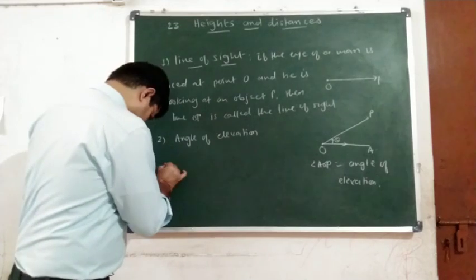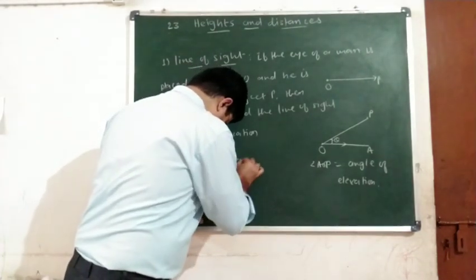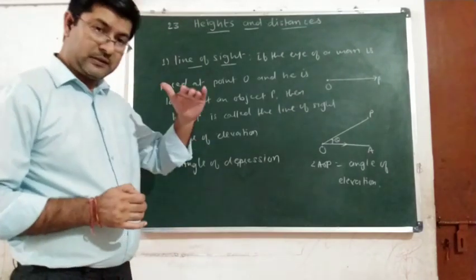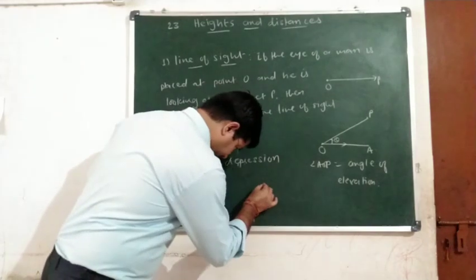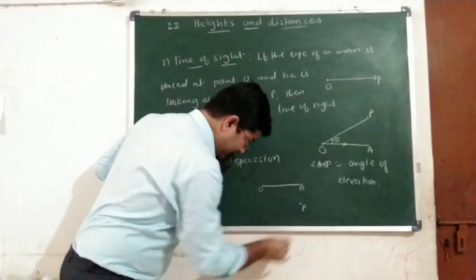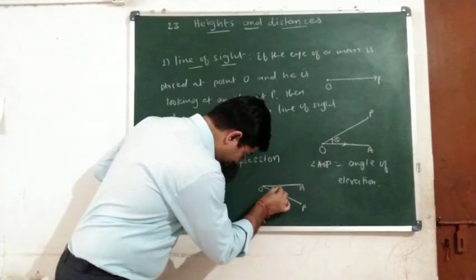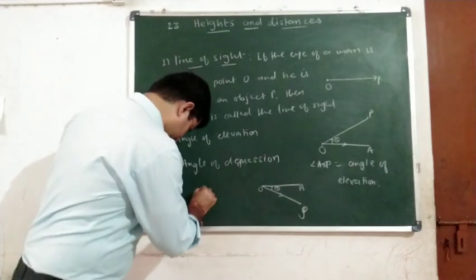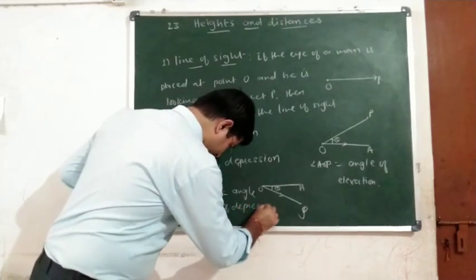Now similarly we have the third term, angle of depression. What is an angle of depression? Suppose a man is to look at a point which is below his eyes. So what will happen? Suppose OA again represents the horizontal line, and the man has to look at an object P which is below his eyes. Then OP is again a line of sight, and in such a case the angle formed between the horizontal and the line of sight is called the angle of depression. Let us denote this point by Q. So here we have angle AOQ is equal to the angle of depression.